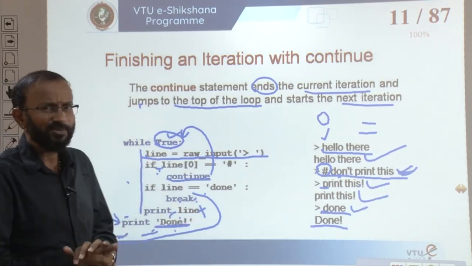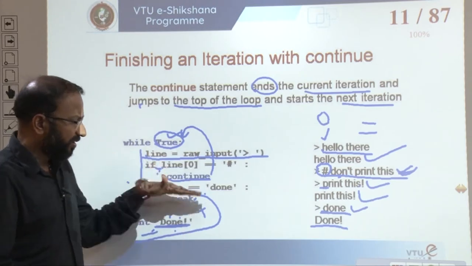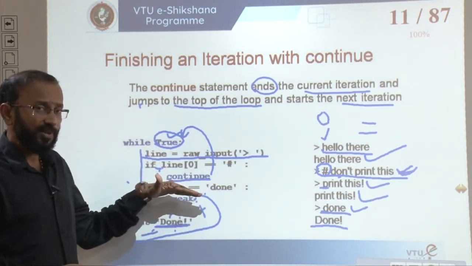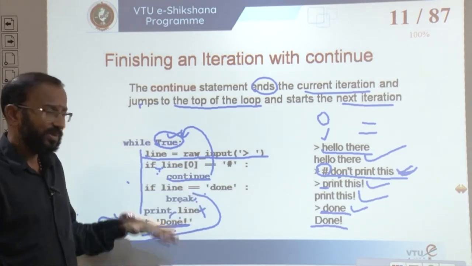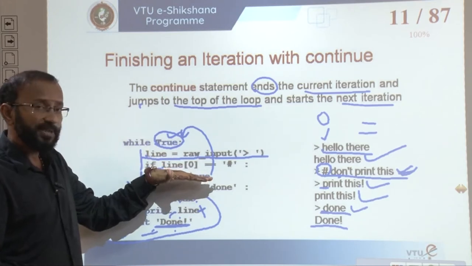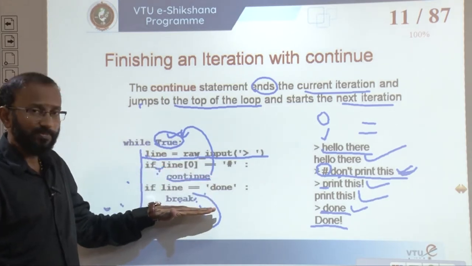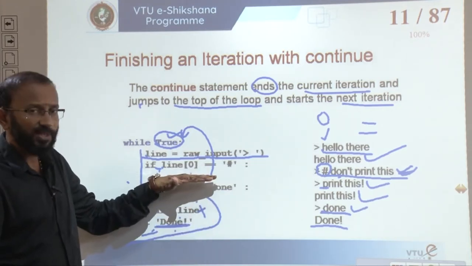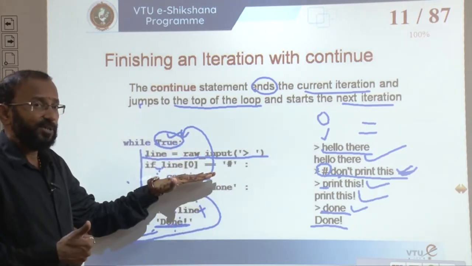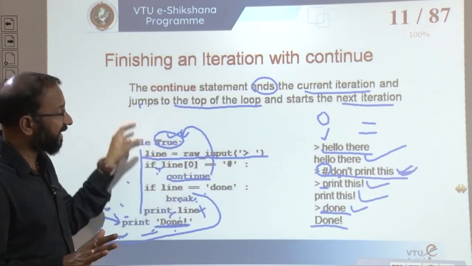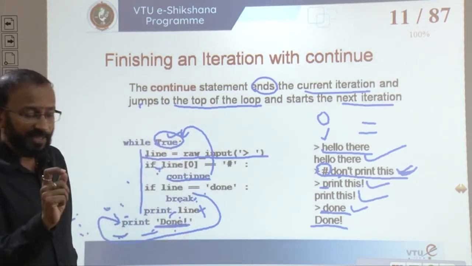So break, we understood in the last session, where we told it to stop executing and come out of the while loop. In this session we started with what? Continue. What does it do? Stop executing the statements under the while loop after continue. After we stop, where are we going? We are not going out of the while loop, we still stay back in the while loop. We start the next iteration.